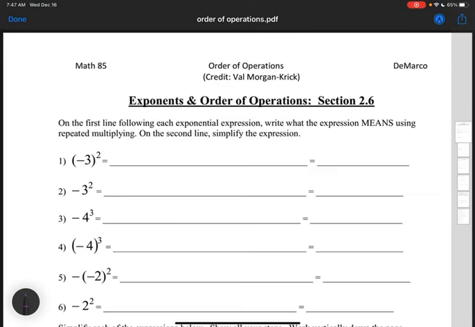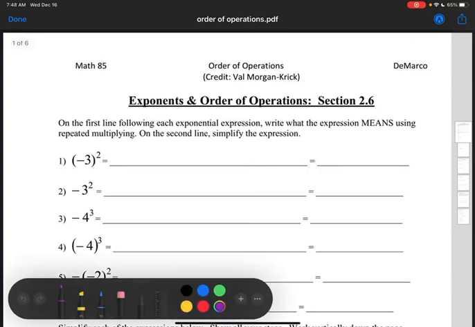We are looking today at section 2.6, Order of Operations, part 1. So to start, we're going to look at exponents. I'm going to go back and forth between a couple colors just to try to illustrate the point here.